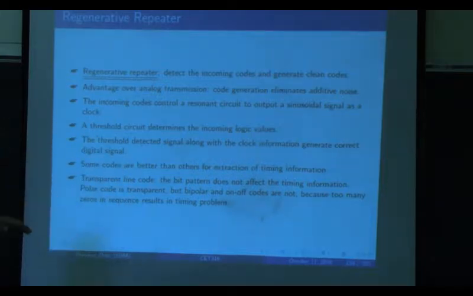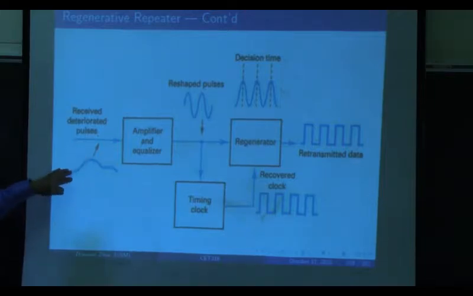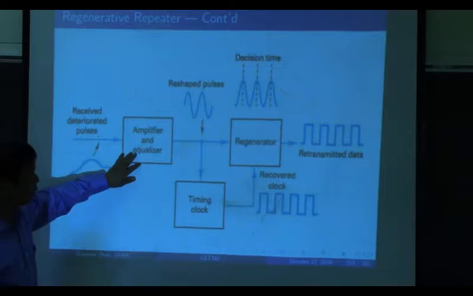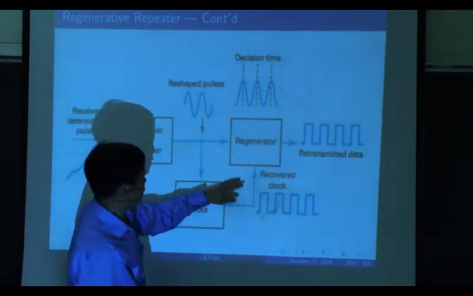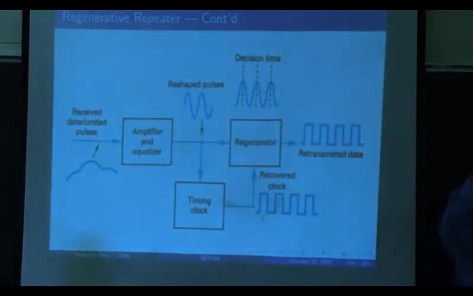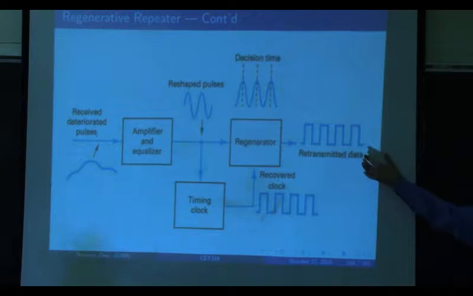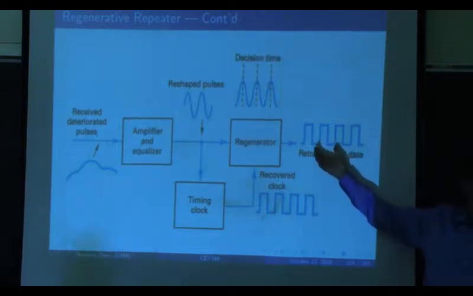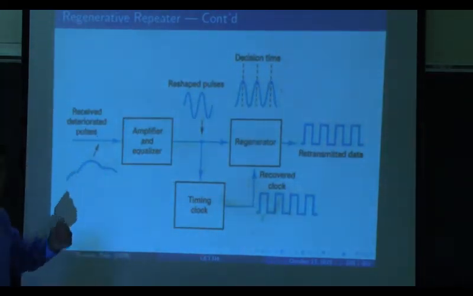Incoming code, control, resonant circuit. Okay, so I believe this one is the diagram for the regenerative repeater. So this is the code transmitted to you. It's getting worse. So this is low, this is high, this is low. Looks like not that perfect. Then you use an amplifier and the equalizer and reshape the process and timing clock. All this auxiliary circuit. Then the regenerator, you have a decision. You need to decide what is high, what is low. Then recover the clock like this. Okay, now this will be the recovered clean code. This is the output of your regenerator, which is supposed to be equal to the input, but with much better quality.